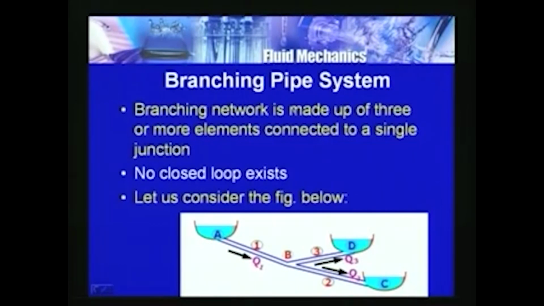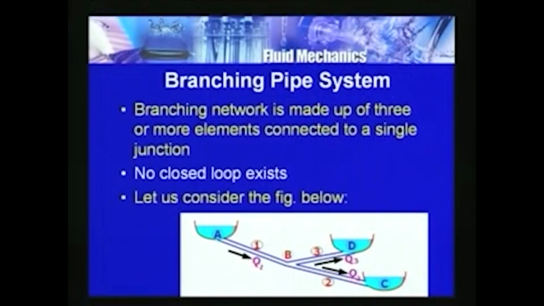Here, the branching network is made up of 3 or more elements connected to a single junction. We may be connecting a number of reservoirs or tanks, and a number of piping systems will be there between them. As such there is no looping or networking of the pipes, but we are simply connecting various reservoirs or tanks together to form the branching pipe system. So, there is no closed loop as such.